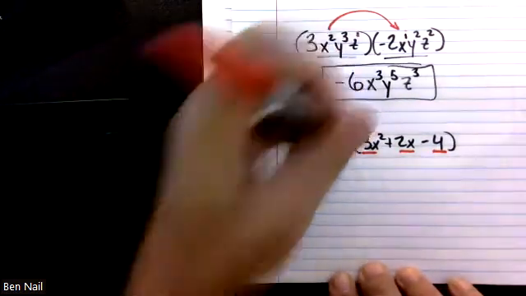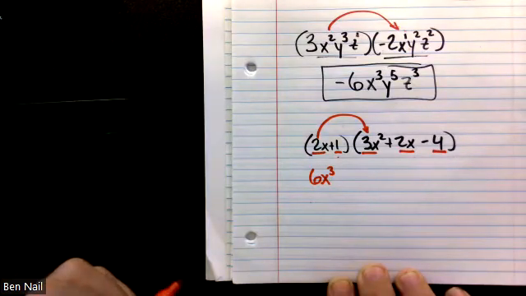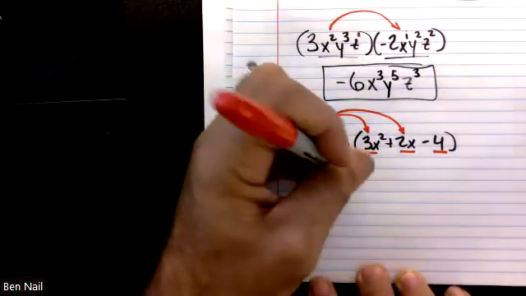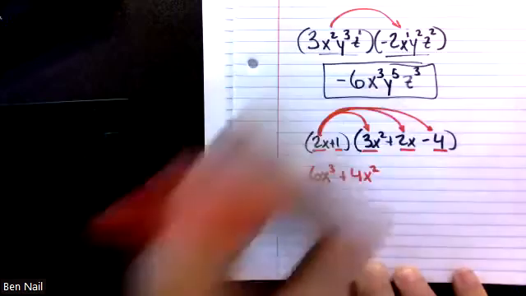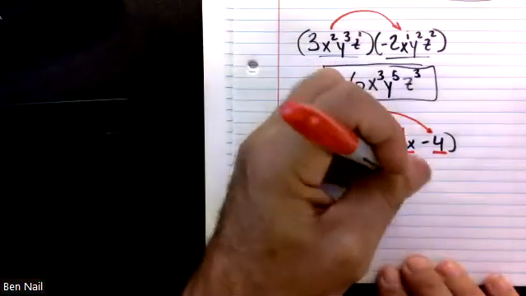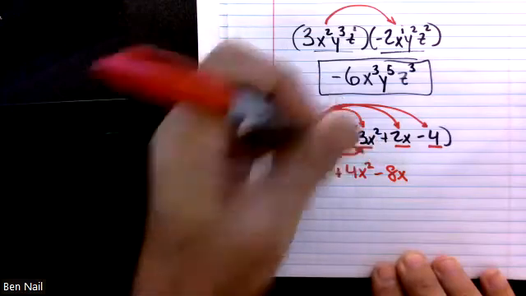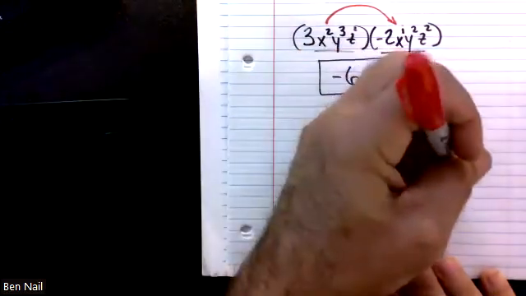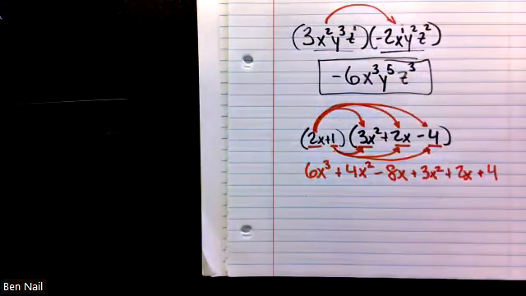So we've got to take that 2x times that 3x squared, which is 6x to the third. We've got to take that 2x times the other 2x. So that's a 4x squared. And we've got to take that 2x times that -4, which is a -8x. And we've got to take that 1 times the 3x squared. We've got to take that 1 times the 2x. And we've got to take that 1 times the 4. So we have to multiply all of those things together.